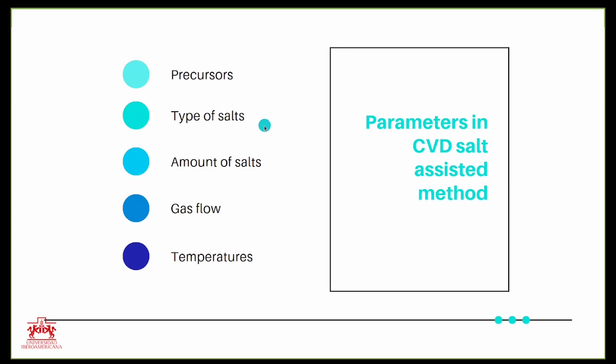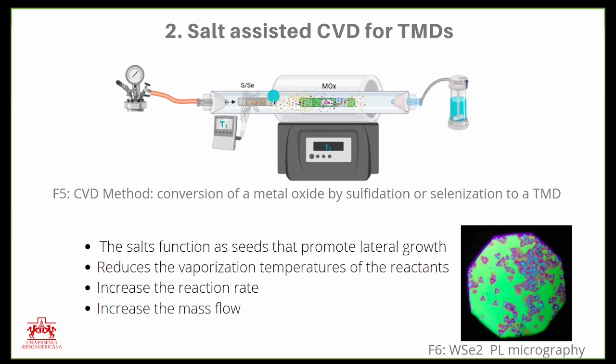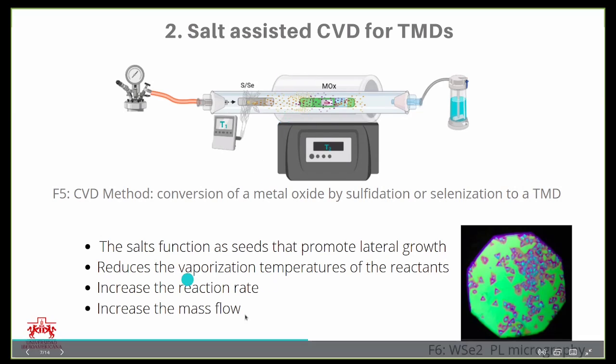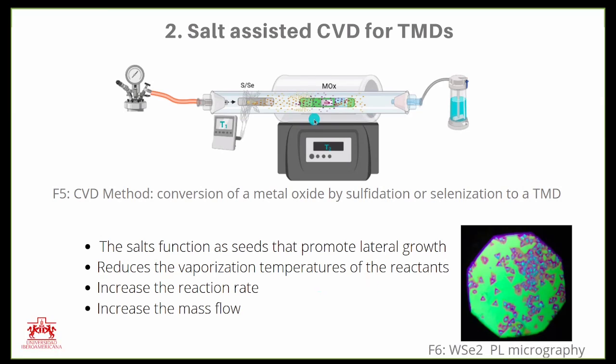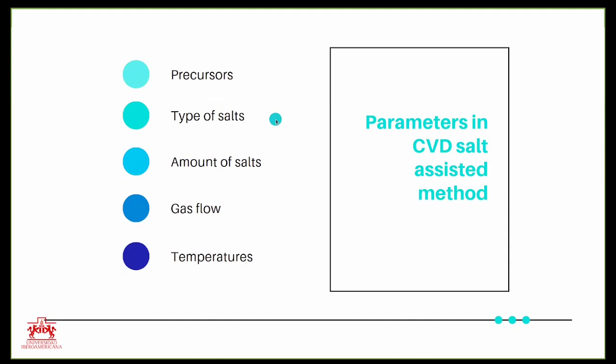Then we can also change the type of salts, and this depends on the type of oxyhalide that is sought to be produced in the intermediate reaction. It is the type of salt that must be chosen. So here, for example, we put a salt, and we have an intermediate reaction that is the one that reduces the vaporization temperatures of the reactants. So we have to choose wisely the type of salts, and this is also something that we choose from experiment and from reading some other experiments.